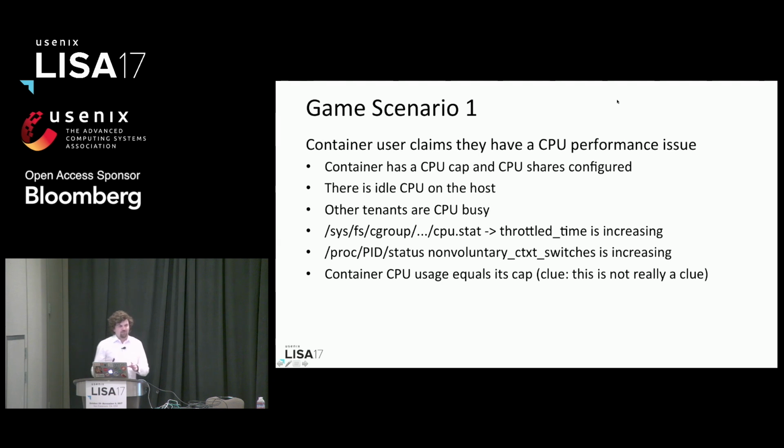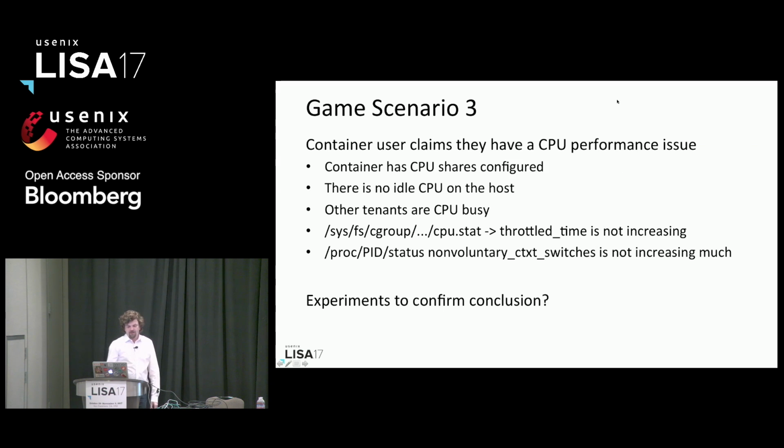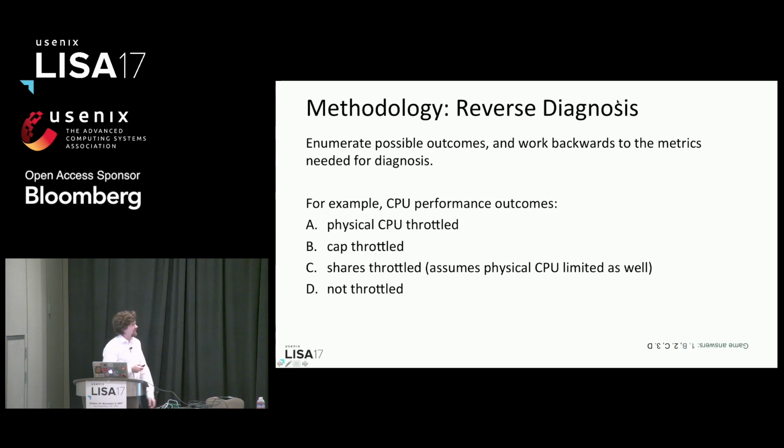I wrote these slides a while ago, and I was refreshing them just before I gave the talk. And it's like, wow, this is actually kind of tricky. Even for myself, this is hard to figure out. There's a lot of things going on. You can play that game in my slides, but I came up with a way to figure this out where I enumerated the possible outcomes. And then I worked backwards to what metrics I need to diagnose one of these outcomes.